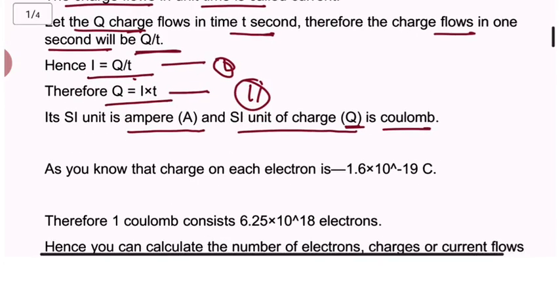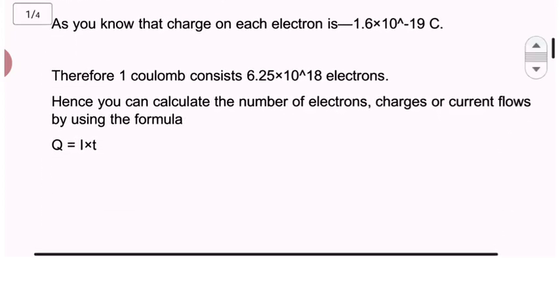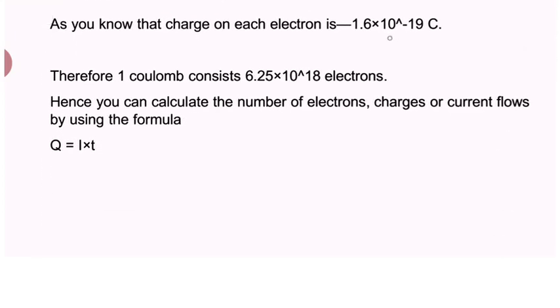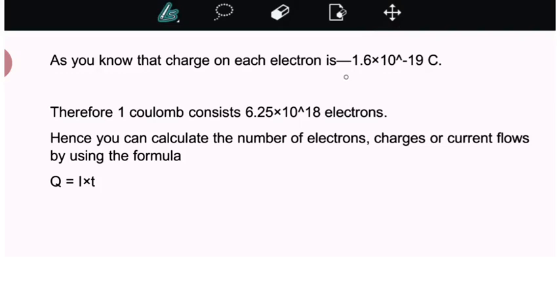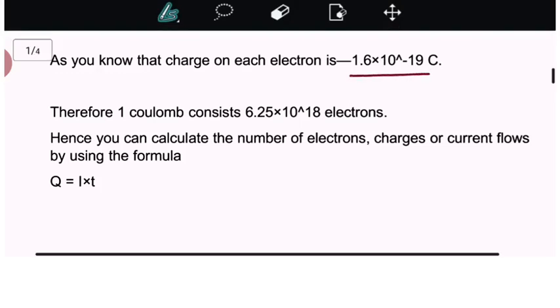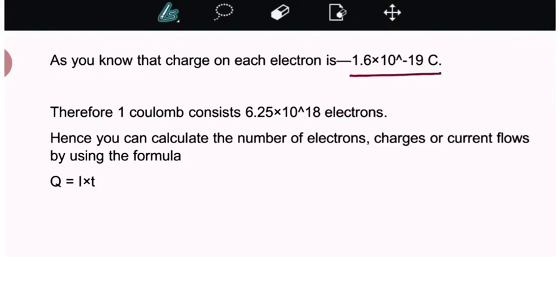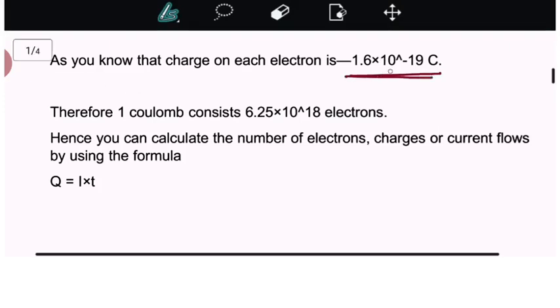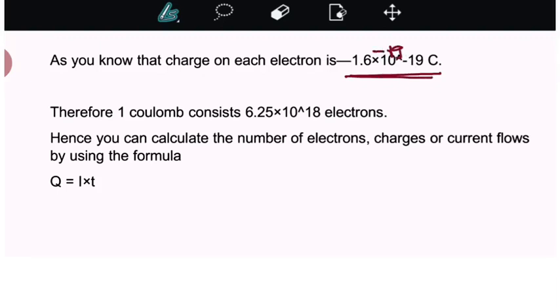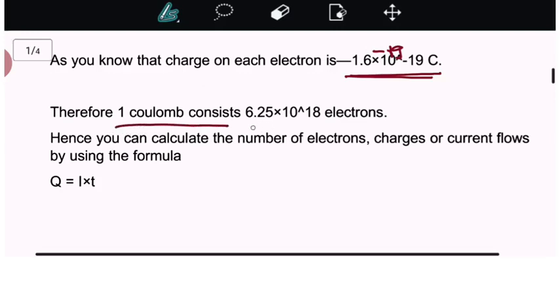Now, as you know, charge on each electron is 1.6 into 10 to the power minus 19 coulomb. How much charge does one electron have? 1.6 into 10 to the power minus 19 coulomb. Same charge exists on proton also. It is in negative form and that was in positive form, but the charge is equal. Therefore, 1 coulomb charge consists of how many electrons?